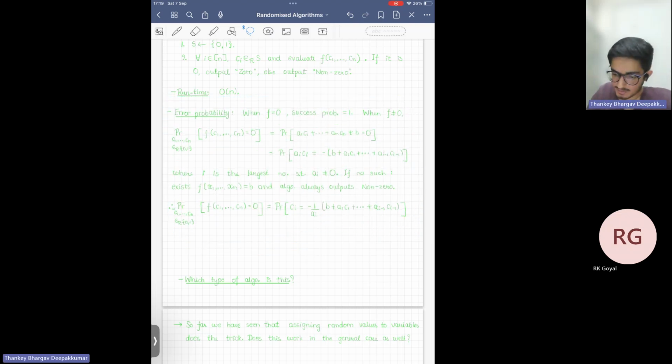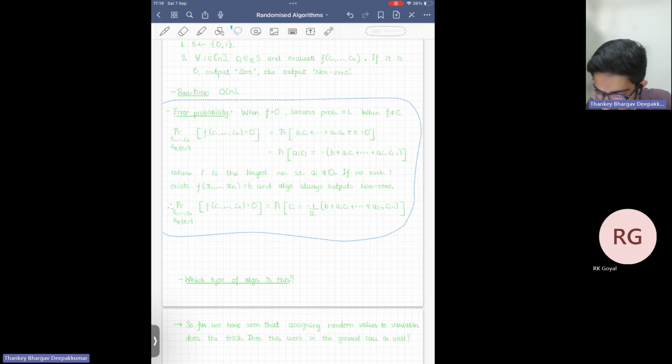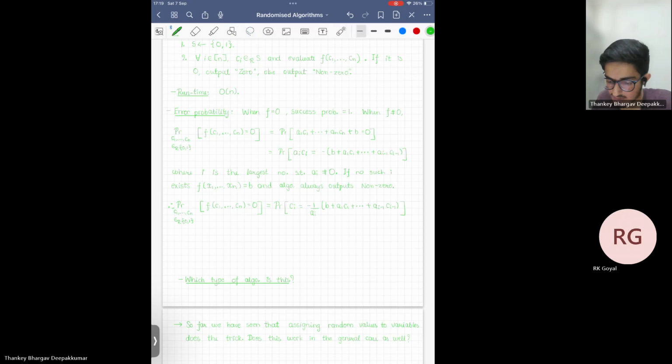We are interested in this probability, which is the same as this. And over here, all I've done is move some things to the RHS, right? And I've also picked AI. So what is AI? AI is the largest number in 1 to n such that AI is non-zero.